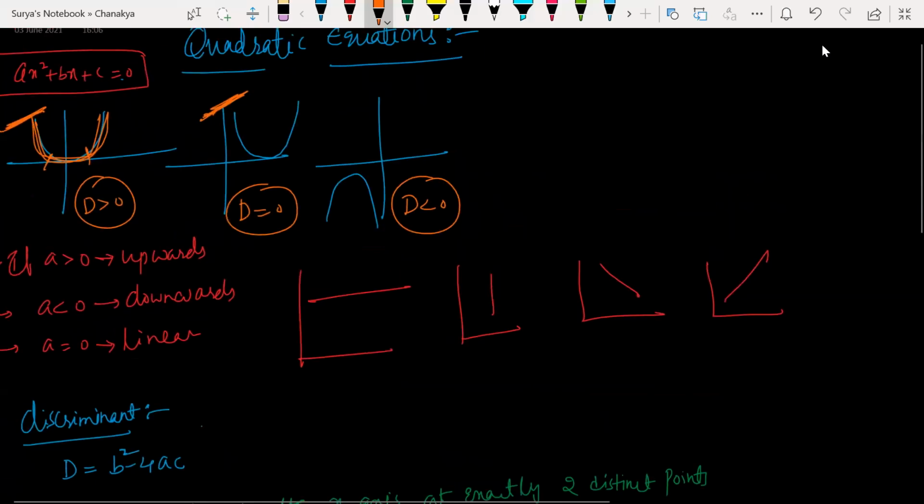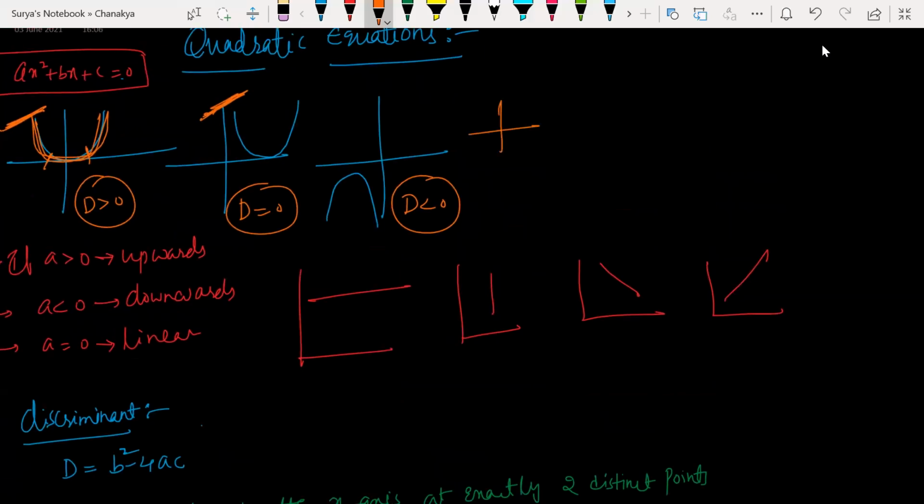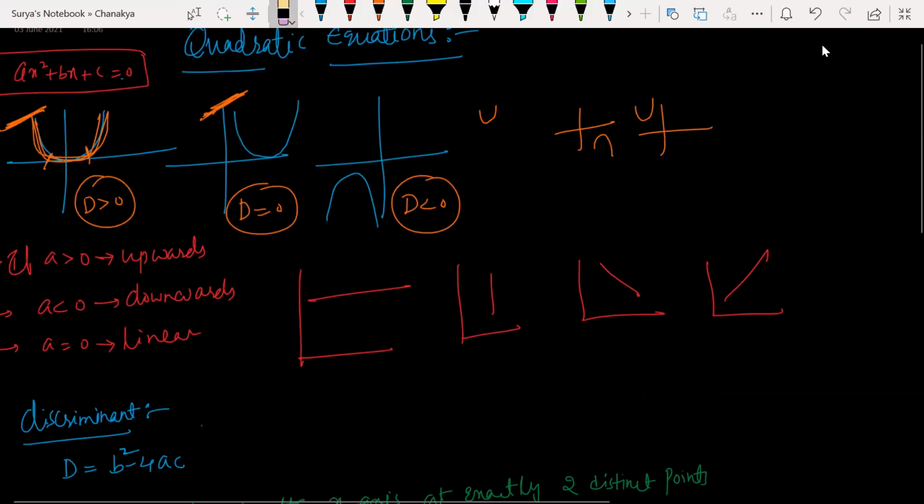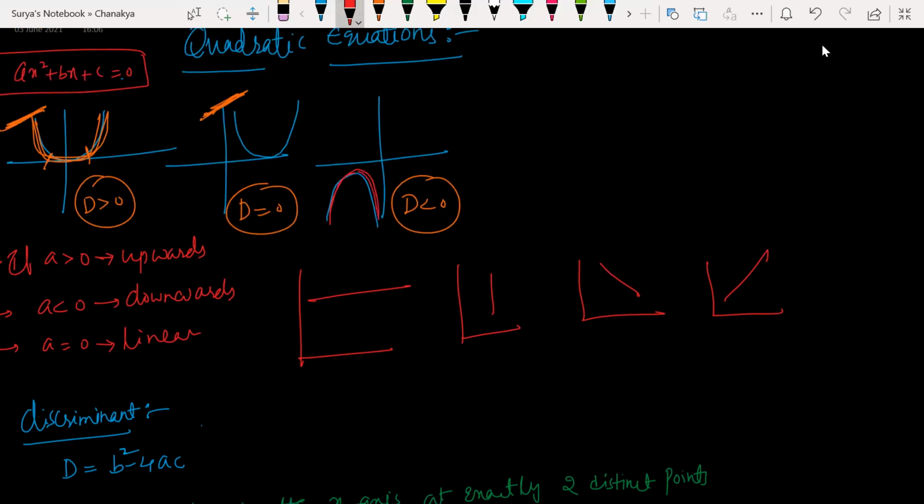Look at this here. This diagram can be like this also, and like this also. It can be anywhere, but it lies above or below the x-axis, and there will be no point of contact. It is not contacting anywhere. When D is less than 0, this is the graphical representation. When D is equal to 0, this is the graphical representation. When D is greater than 0, that is the graphical representation. Understood, guys?